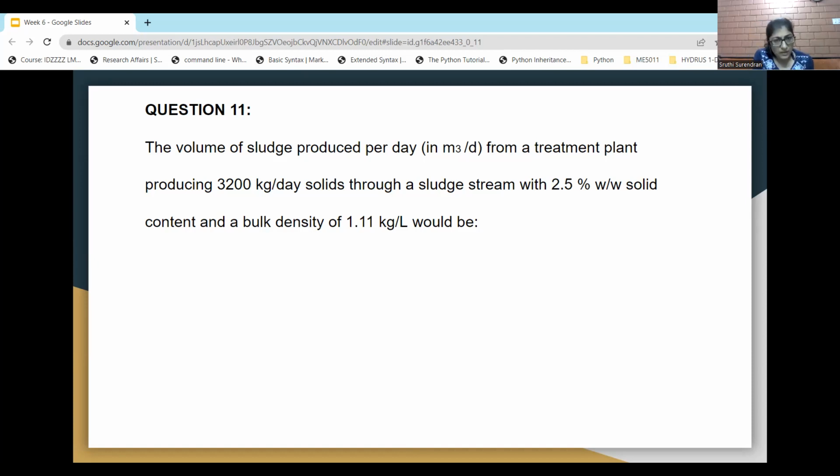If you go by the units itself, you will be able to solve this problem. So give it a shot and let me know. I'll move on to the explanation.